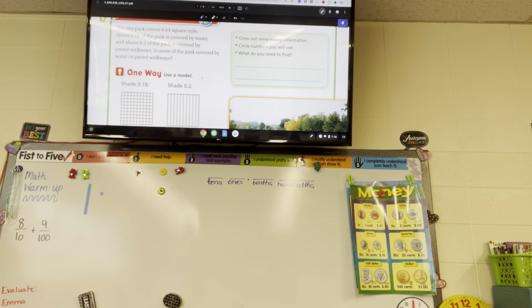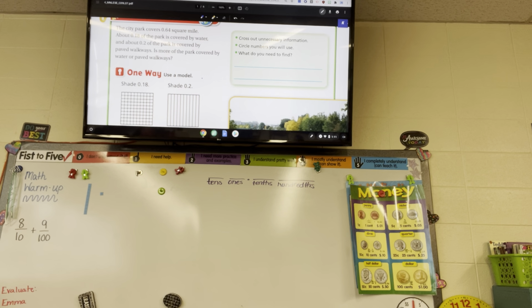So the first thing it says is cross out what you don't need to know. If you read through that problem, what is the information that they have given us that we don't need to know, that doesn't matter to us? Waylon? The city park covers over 6,400 square miles. That's exactly right. Good, Waylon. Give yourself a point. We don't need to know how big the park is. We just need to know if more is covered by water or walkways.